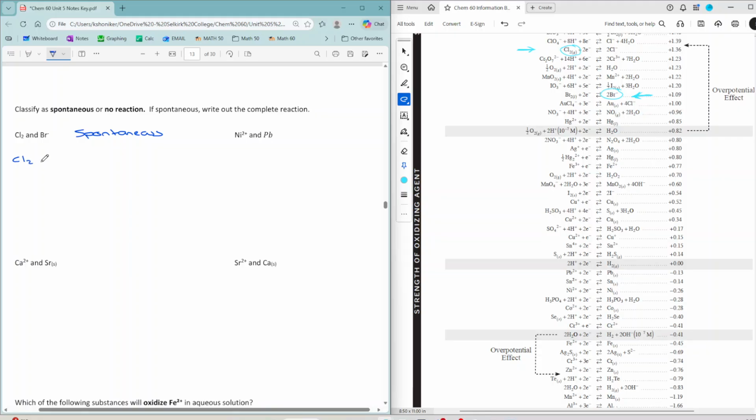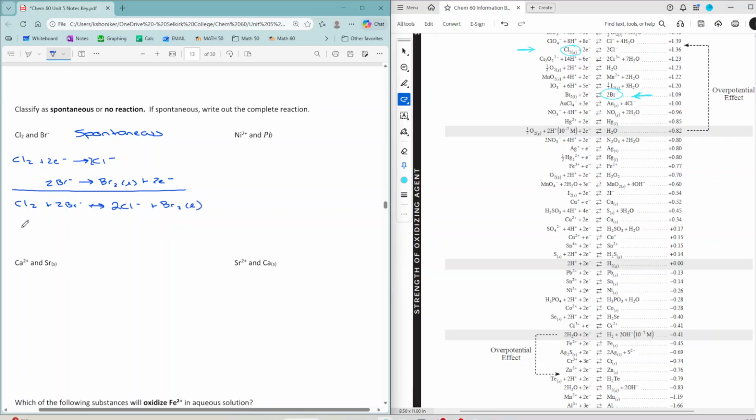So it's going to be chlorine plus 2 electrons forms 2 chloride ions, and then 2 bromides forms bromine liquid and 2 electrons. And so my overall reaction, and sometimes they'll just ask you for the products, but you've got chlorine plus 2 bromide ions, equilibrium arrow, is going to form 2 chloride ions and bromine liquid.